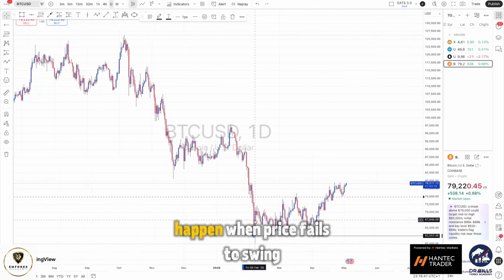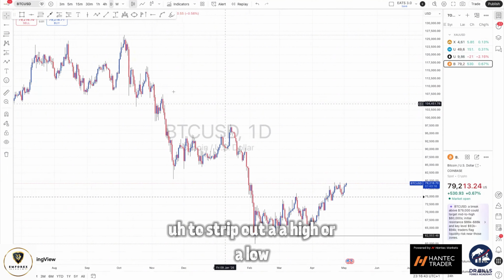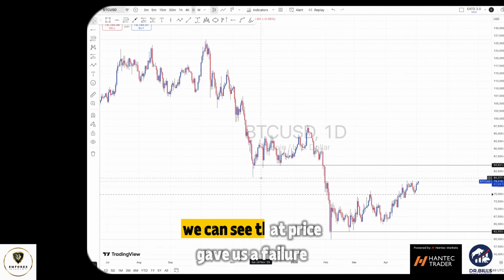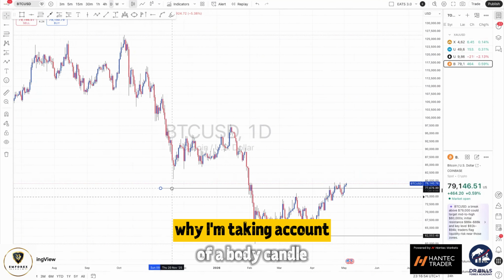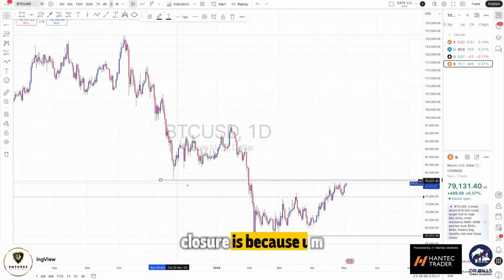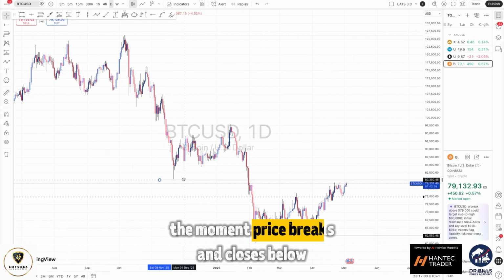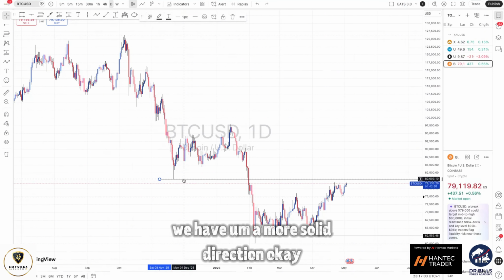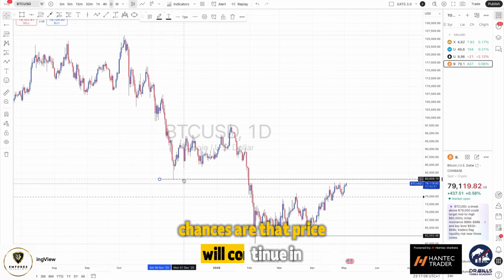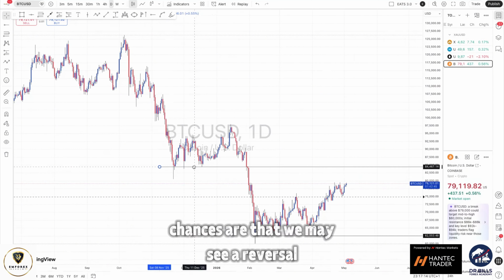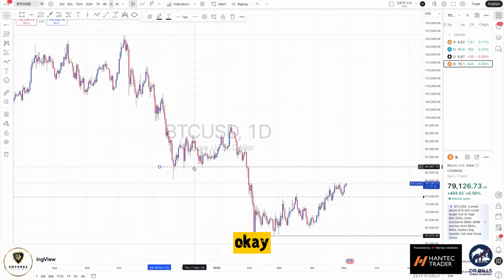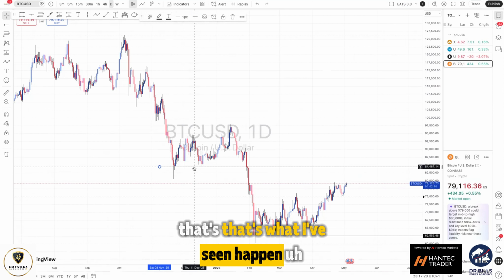So there are certain things that happen when price fails to sweep out a high or a low. Also at this level here, we can see that price gave us a failure to swing this low. The reason I'm taking account of the body candle closure is because the moment price breaks and closes below the body candle, we have a more solid direction, and chances are that price will continue in that direction. But if price just gets there by wicks, chances are that we may see a reversal. That's what I've seen happen severally in the market.